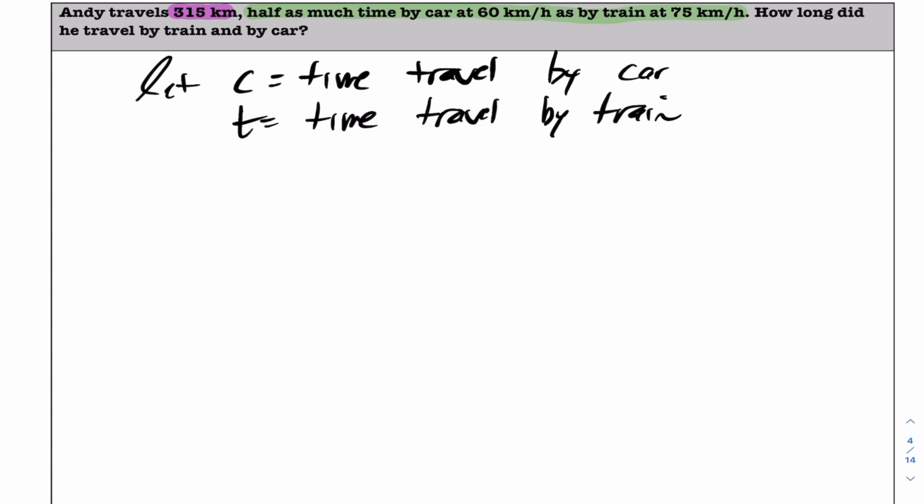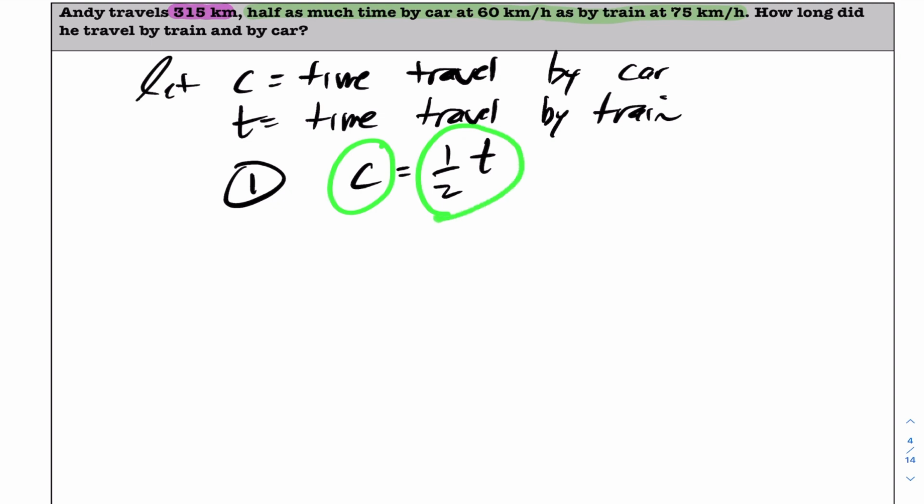So what do I know here? Well, I know half as much time by car as by train. So if I take the time I traveled by car, I would have to take my time I traveled by train and multiply by 0.5. If you take a look here, the time traveled by car is half the time traveled by train.